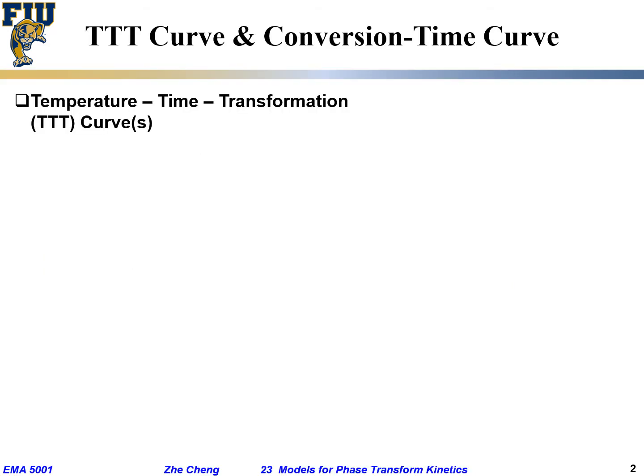Okay. So before we go there, let's first look at the two common types of data curves that one may encounter in the study of phase transformation. We call the first one the TTT curve, the second one the CT or conversion time curve. The first, TTT curve, is essentially T for temperature, T for time, T for transformation, the three-T curves, TTT curve.